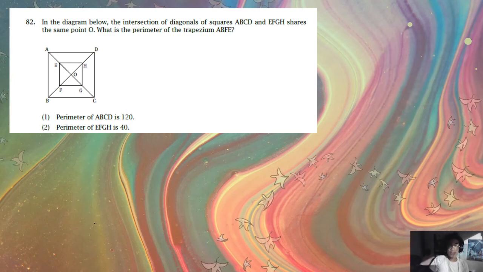Okay, so for our next problem on rhombuses and squares, this is our sixth lesson for the second quarter. We have here in the diagram below the intersection of diagonals of the squares ABCD and EFGH shares the same point O. So they have the same point of intersection O at the center. What is the perimeter of trapezium ABFE?